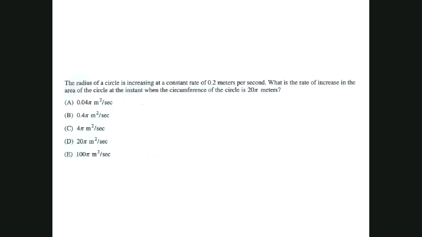It says the radius of a circle is increasing. Okay, so I've got a circle. The radius is increasing at a rate of 0.2. So they just gave me dr/dt. dr/dt is equal to 0.2. What is the rate of increase in the area of the circle? Okay, so I'm looking for dA/dt. That's my question mark, because it says area of the circle at the instant when the circumference of the circle, oh my goodness, circumference is equal to 20 pi.